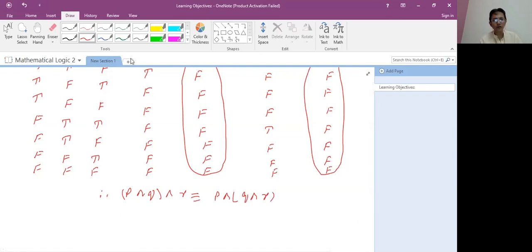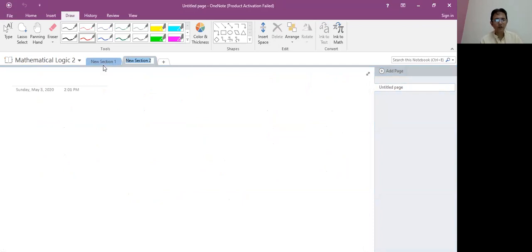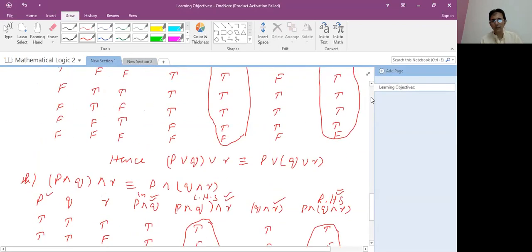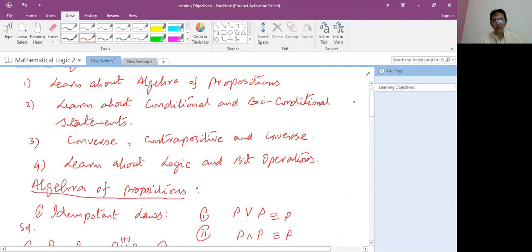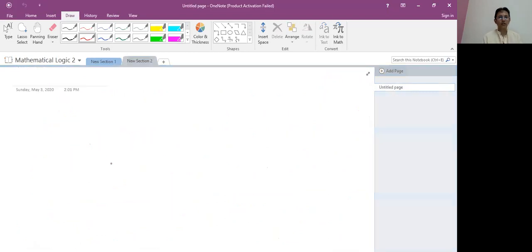Then we will move to the next one. It is our second learning objective. After learning the algebra of propositions, we will consider what a conditional and biconditional statement is. So first we will consider the conditional statement. In another way we call it a conditional statement or implication.